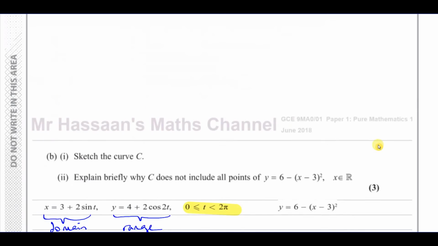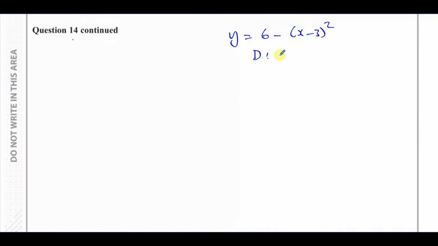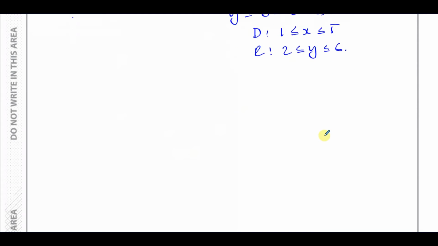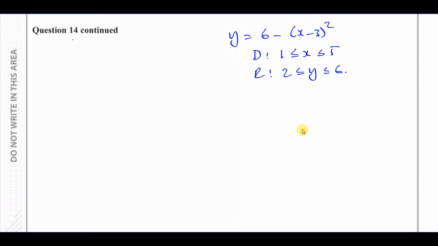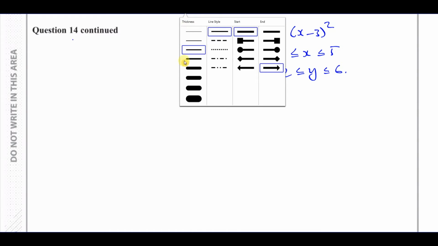So basically, we want to sketch the graph of y equals 6 minus (x minus 3) squared, and the domain, as we mentioned, is between 1 and 5. And the range is between 2 and 6. Okay, so that's what we have to sketch here. So let's sketch it in this space over here. I'll make my pair of axes.